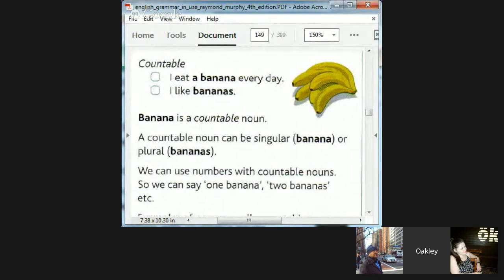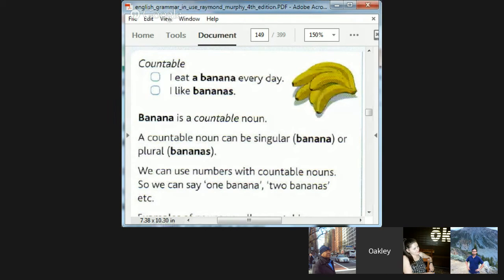Okay, back to my bananas. The only difference between a and an, we say a before a consonant sound, and we say an before a vowel sound.